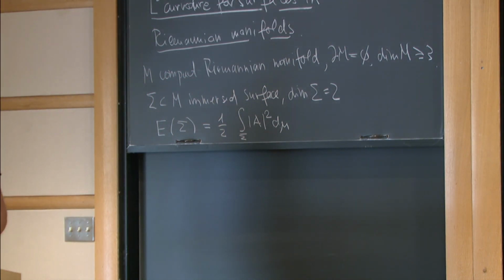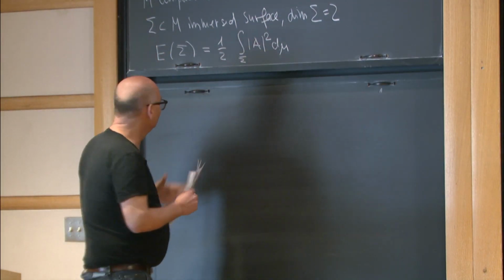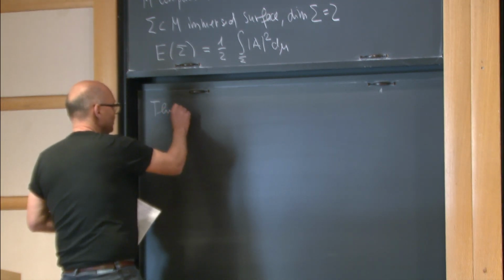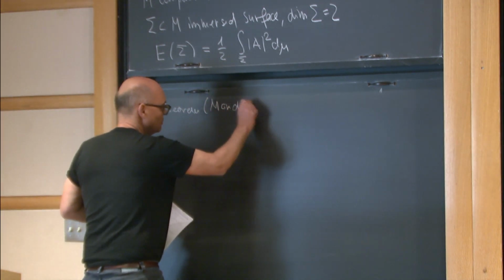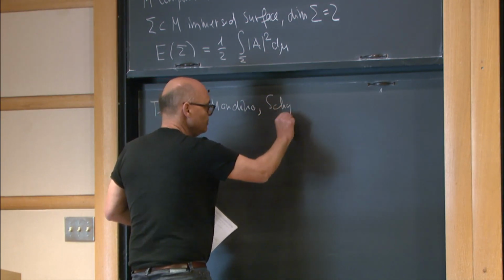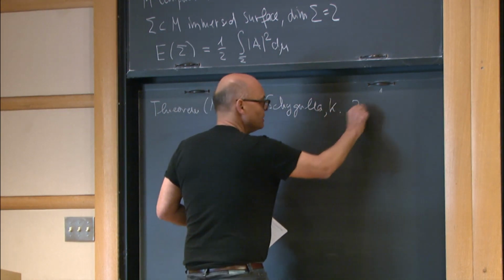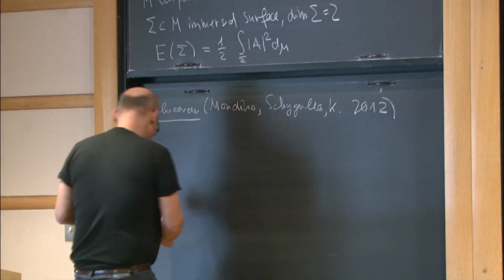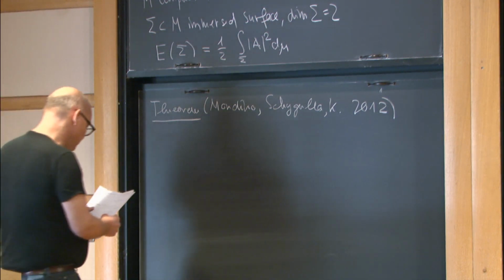And so the starting point, or the motivation, is a theorem that I proved some time ago, together with Andrea Mondino and Johannes Schygulla. This was maybe 2012. So an existence theorem for minimizing this functional. This was the starting point. So the existence theorem goes as follows.